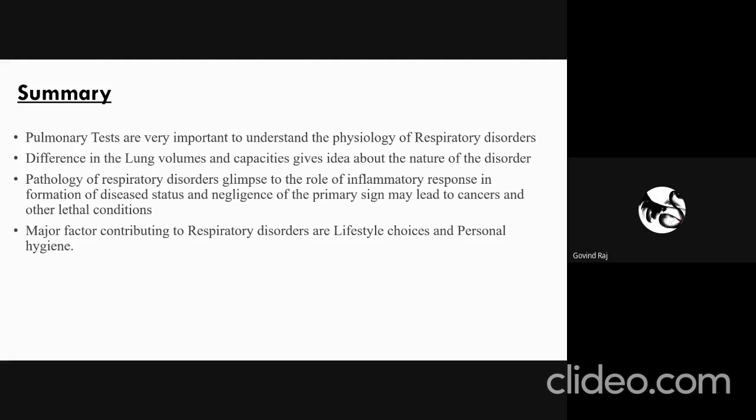Because of many lifestyle changes, we develop some bad habits, and this results in inflammation, and this inflammation, if it aggravates, may lead to different disease conditions. So the major factors contributing to respiratory disorders are lifestyle choices and personal hygiene. One of the major ones is smoking. So quit smoking if you want to have a very healthy respiratory system.